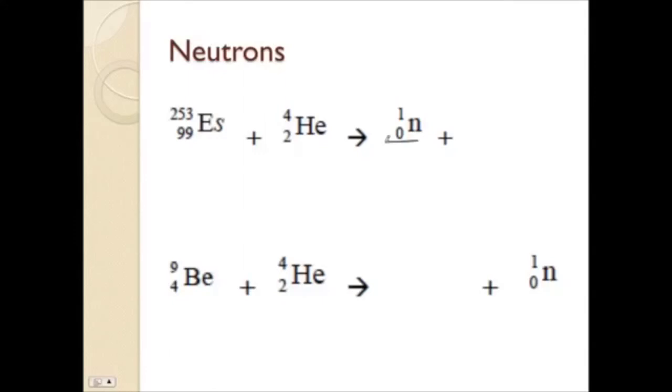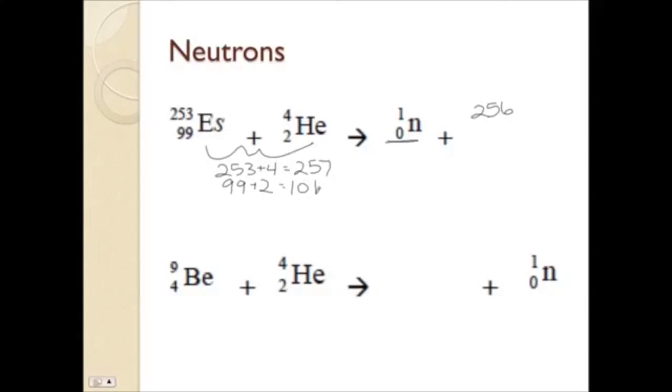So what's happening here gets a little bit more complicated because we've got two particles coming together and we're getting two particles out of it. So we've got to pay a little more attention to our numbers. Okay, so I've got 253 plus 4. So on the reactant side, we have 257. That means on the product side, we also want 257. And so far we've got 1, so the other number needs to be 256. We've got 99 plus 2 is 101, and we want 101 total on the other side.